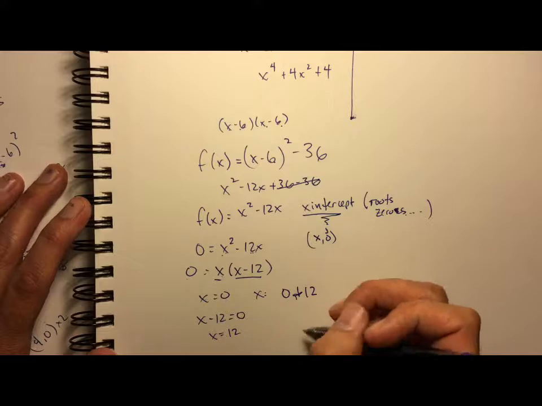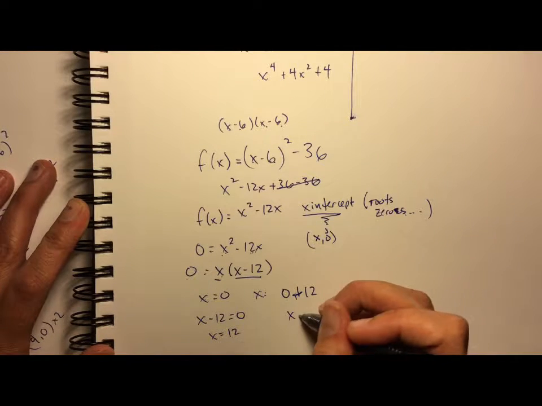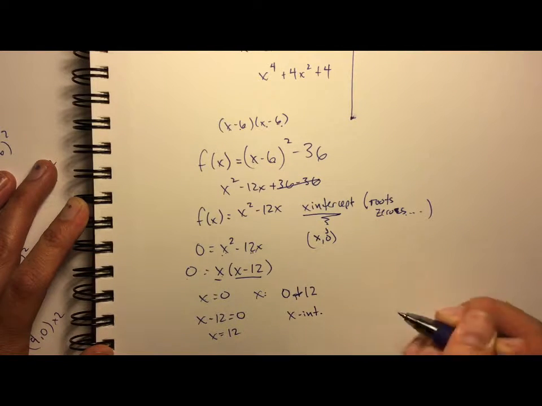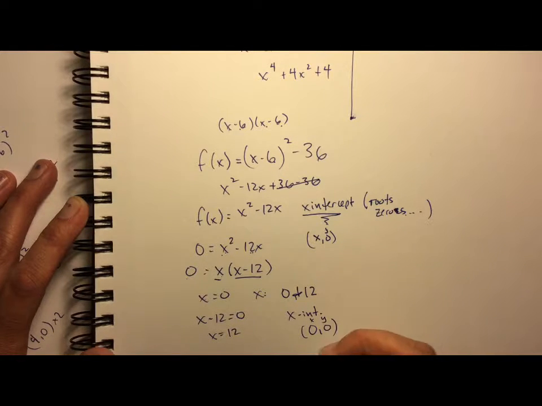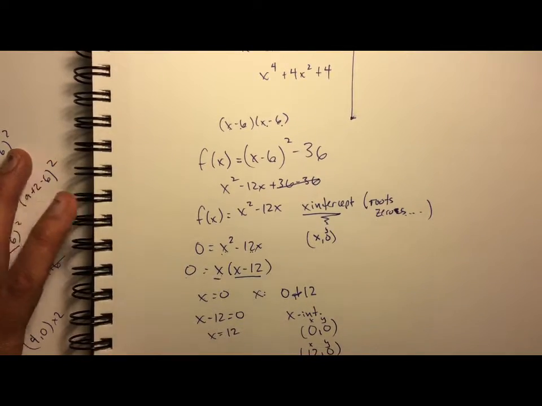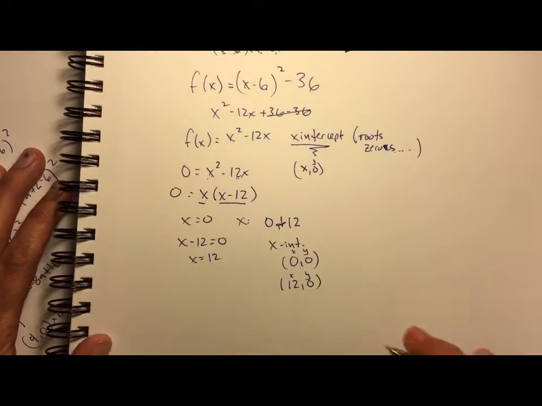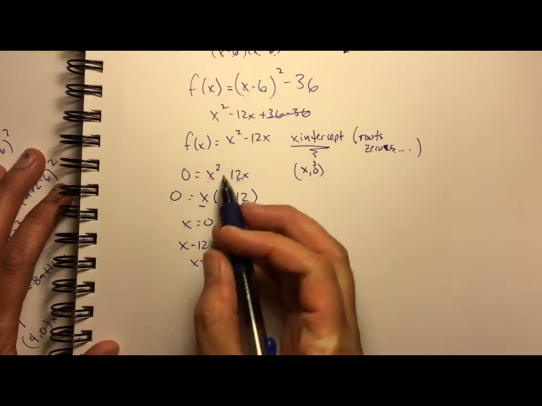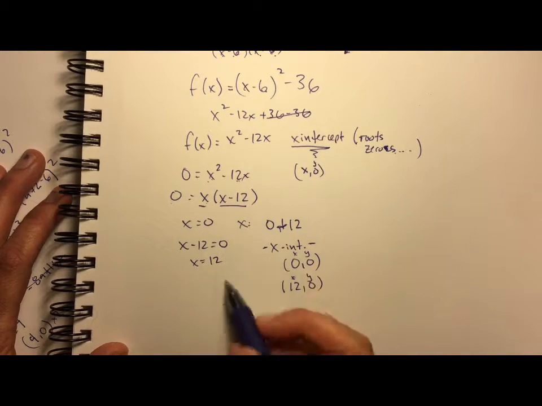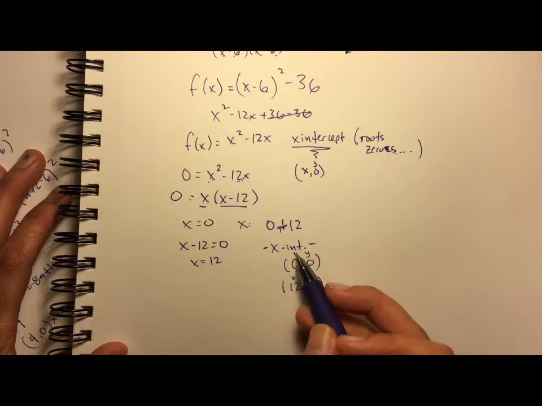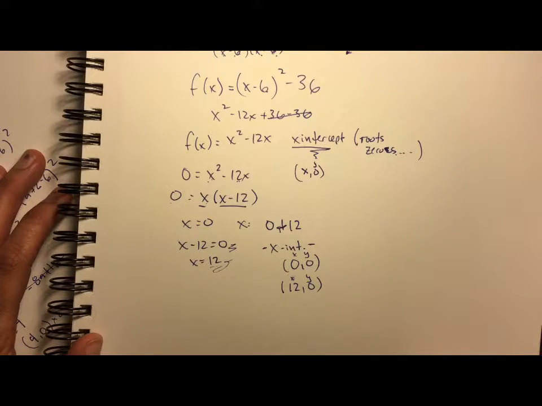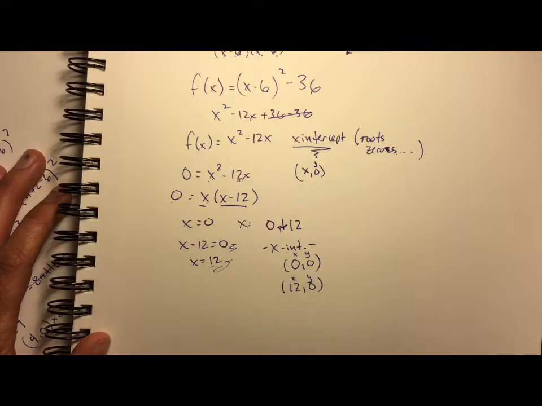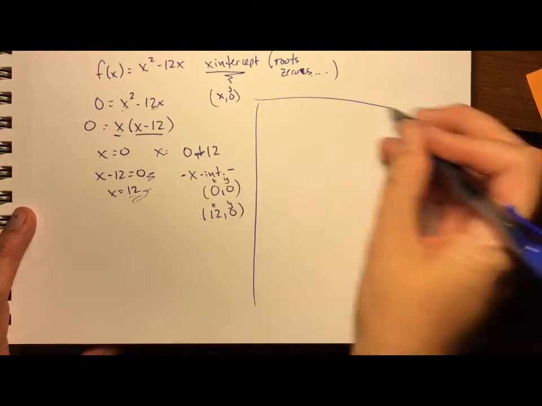But that means your x-intercepts are (0, 0), because that's the x and the y, and (12, 0), because that's an x and a y. Okay, so don't let that trip you up. If you're solving after factoring, and you're solving for x, your x-intercepts are going to be whatever your two x values were, 0 and 12, with y being 0. Just one more little random tidbit to throw in.